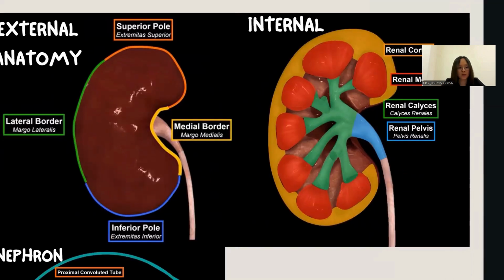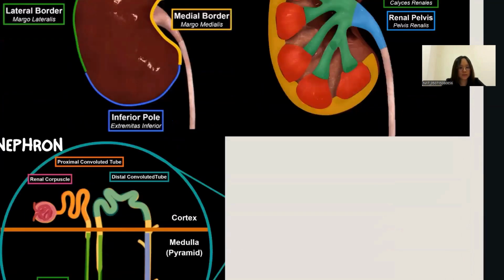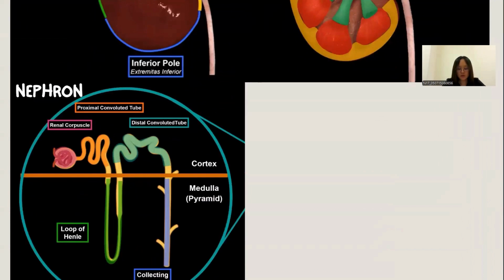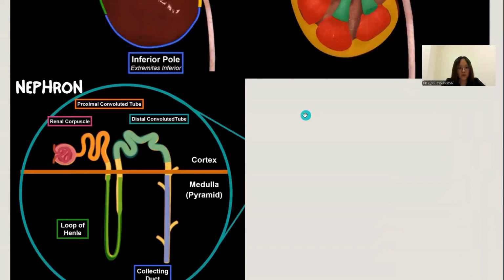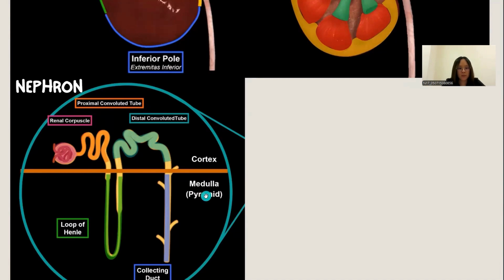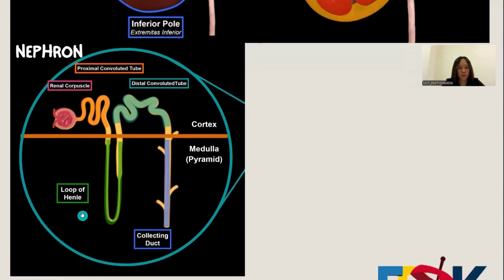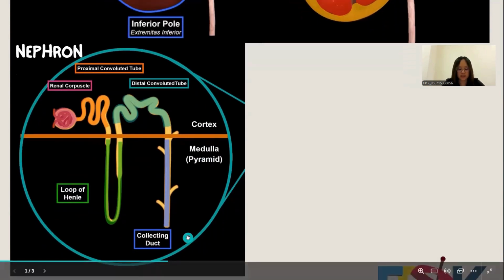So now let's have a look at the nephron. For the cortex part, there's this Bowman capsule, proximal convoluted tubule, and also distal convoluted tubule. And for the medulla part, there is this loop of Henle and also collecting duct.